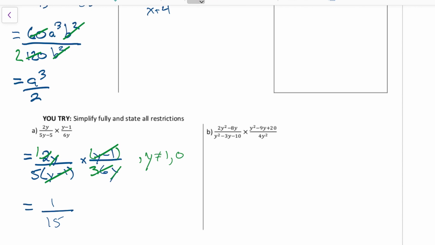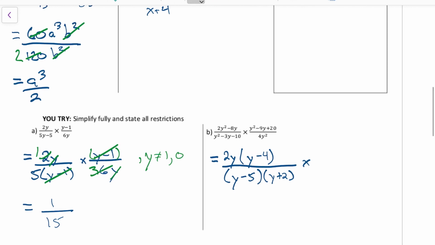Next one, lots of factoring going on here. So common factor of that guy. Again, make sure you've tried this before you watch this. And then on the bottom, y minus 5 times y plus 2. And then what do we got here? Y minus 5, y minus 4. And then 4y squared. So state all my restrictions, y cannot equal 5, -2, and also 0.